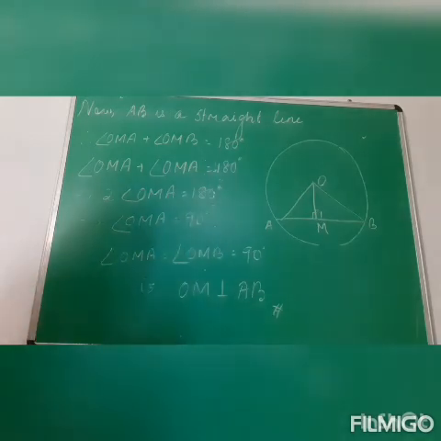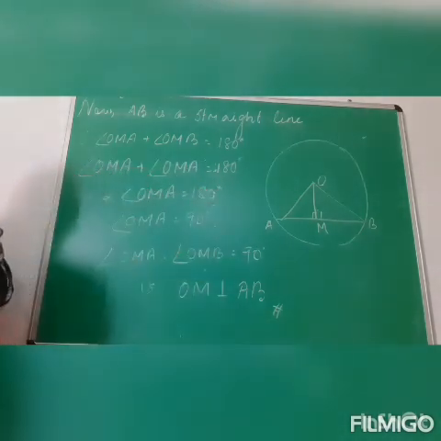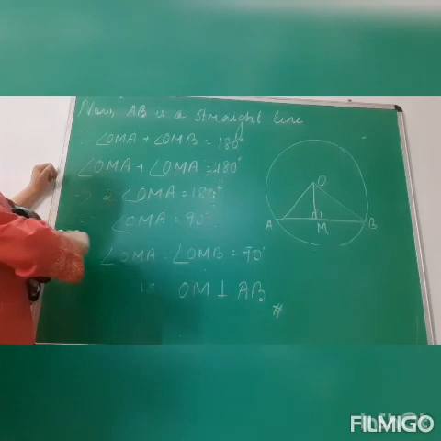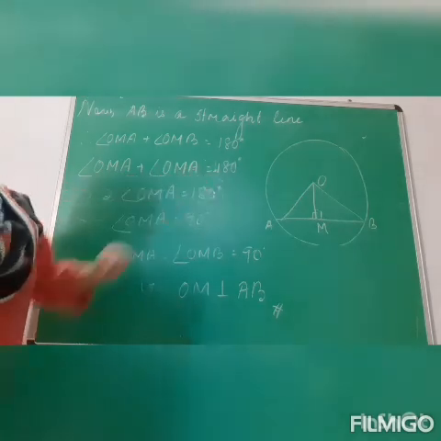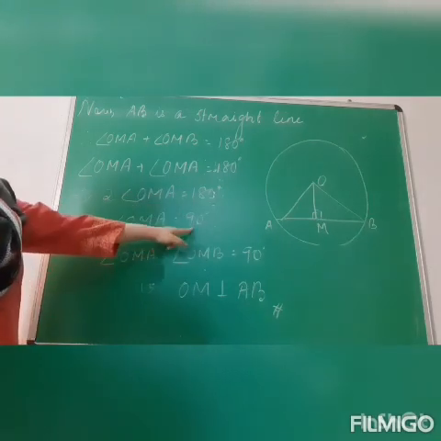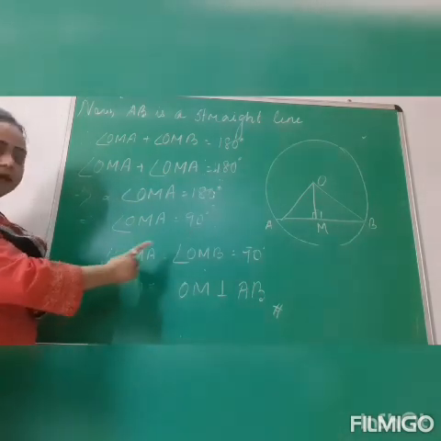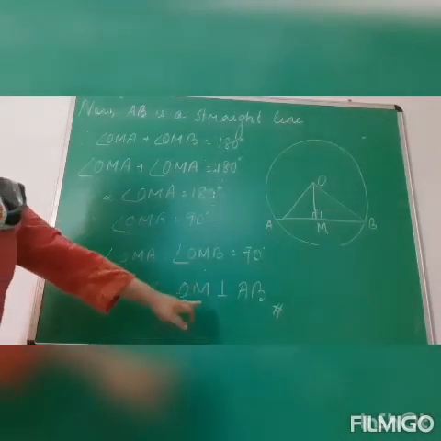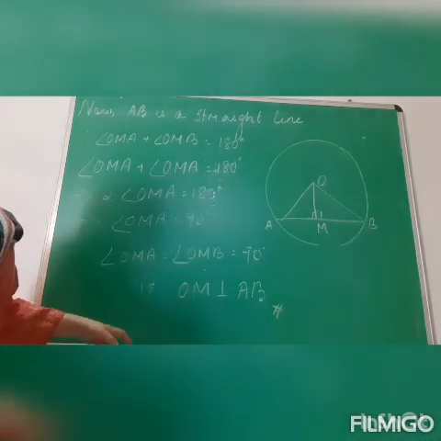Now AB is a straight line. So angle OMA plus angle OMB will be equal to 180 degrees, by the linear pair axiom. We just got that OMA is equal to OMB, so in place of OMB, I can write angle OMA. So angle OMA plus angle OMA is 180 degrees. So twice angle OMA is equal to 180 degrees, and thus OMA is equal to 90 degrees. Since OMA is equal to OMB, angle OMB will also be 90 degrees. So now we can say that OM is perpendicular to AB. With this we come to the end of theorems 10.3 and 10.4.